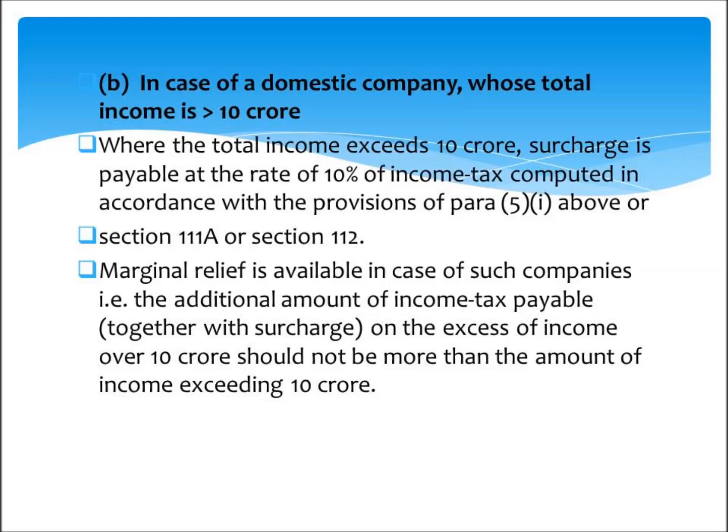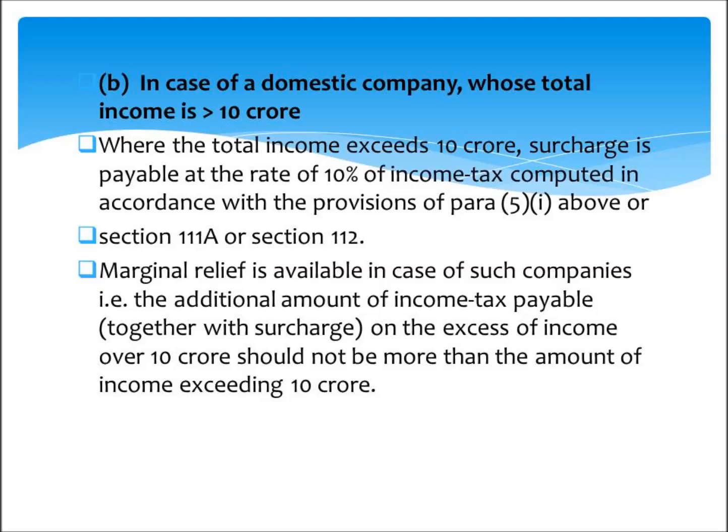So, the total income tax payable along with surcharge will be 30% plus 10%, that is 33% of the income when the total income of the domestic company is more than 10 crore. This is the case when the company is earning income in the normal course, and the same rate of surcharge is also applicable when the company is earning any capital gains.